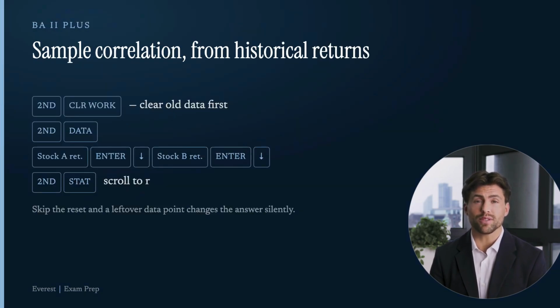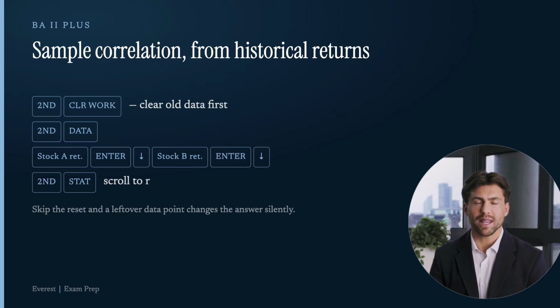One shortcut worth knowing. If you're given a run of historical returns instead of a forecast, the BA2 Plus has a two-variable statistics mode. Start with a reset. Second, then CLR work, so no old data survives into this calculation. Second, data. Enter each period's return for stock A, enter, then stock B, enter, and arrow down. Second, stat, and scroll to R. That's your sample correlation, straight off the calculator.